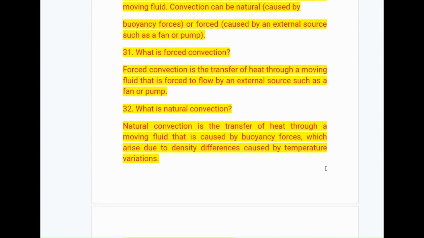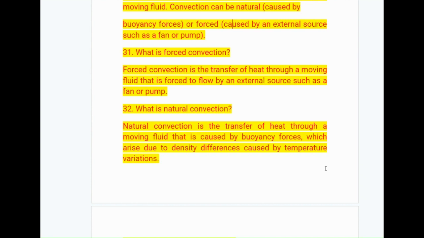30. What is convection heat transfer? Convection heat transfer is the transfer of heat through a moving fluid. Convection can be natural, caused by buoyancy forces, or forced, caused by an external source such as a fan or pump.